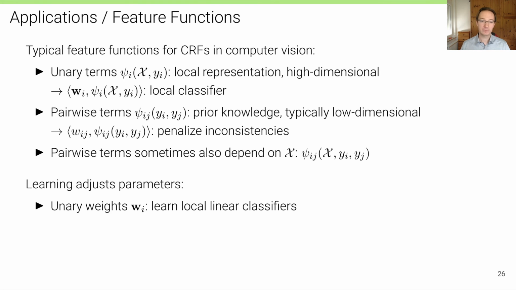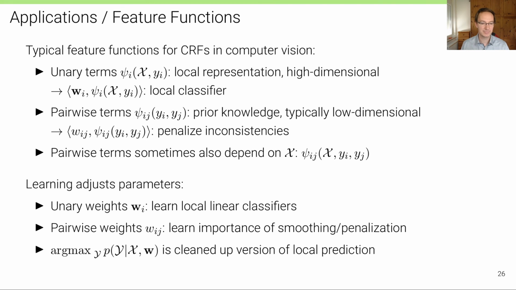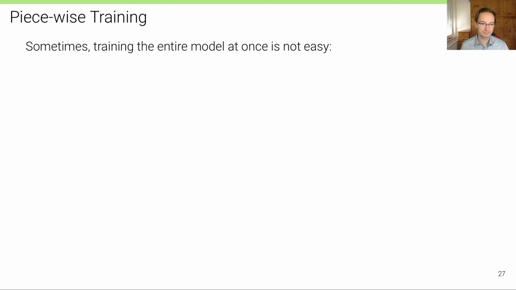And now during learning, we want to adjust the parameters. We want to learn these local linear classifiers in the unaries, and we want to learn the pairwise weights, the importance of, for example, smoothing in terms of obtaining a smooth semantic segmentation as an output. And the argmax, as we've seen in all three cases, is a cleaned up version of the local prediction by utilizing our prior knowledge that's encoded in these pairwise or higher order terms.